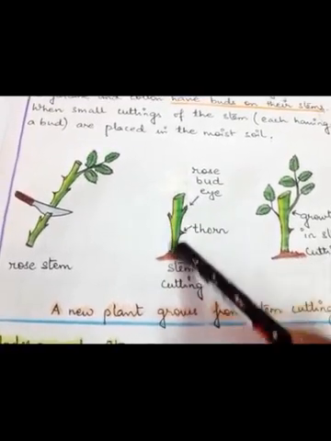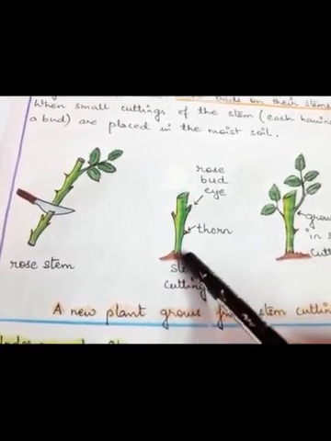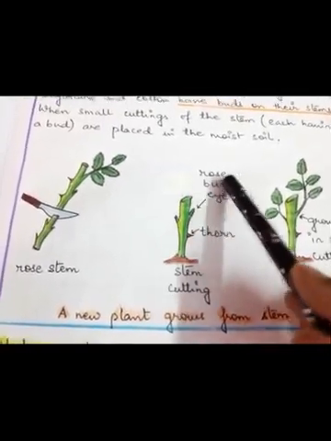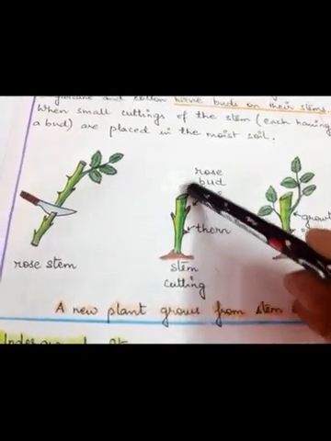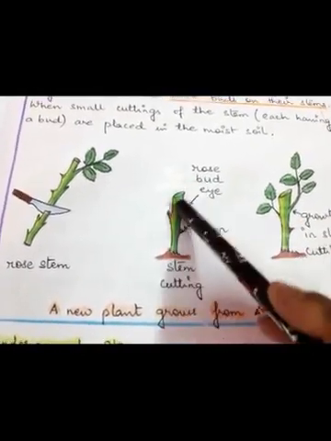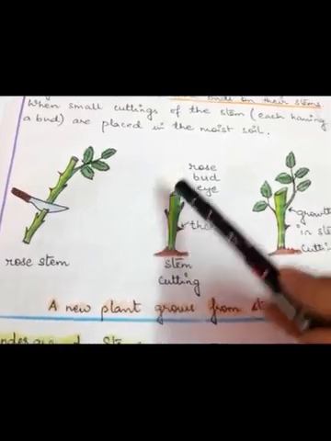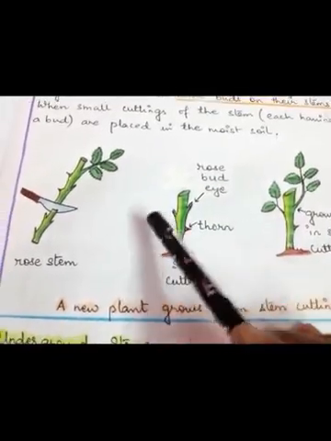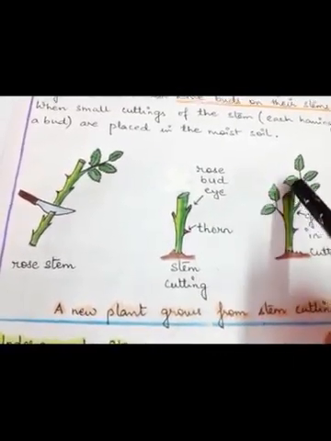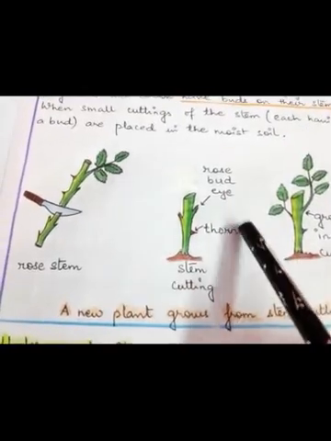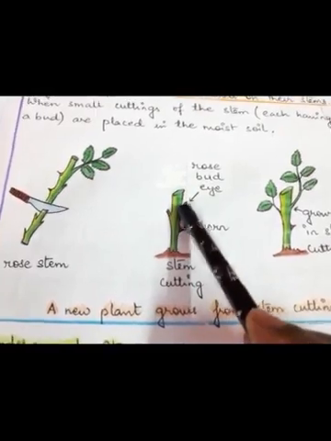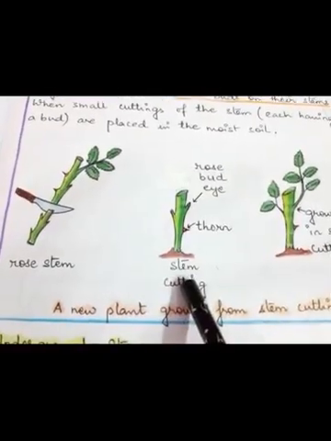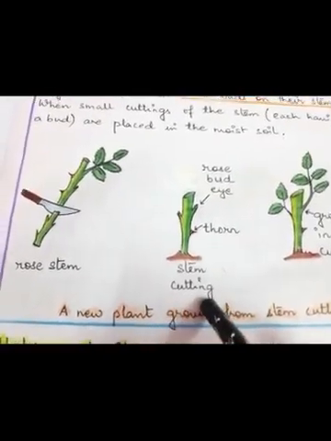So when you are cutting the stem, you have to be very careful. You have to check that the rose bud eye is there. Then only you cut that portion and plant it. If the rose bud eye is not there, even if you plant the stem, a new plant will not come out. So you have to be very careful. Then cut the portion of the stem and plant it in moist soil.